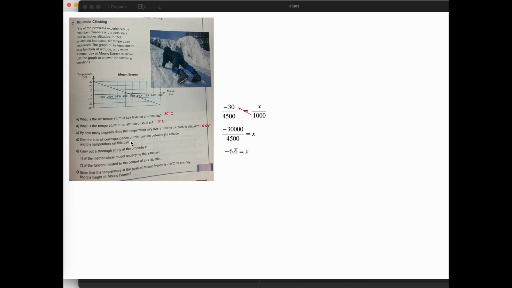D, give the rule of correspondence of this function between the altitude and the temperature on this day. This is a straight line. We know the b value, the initial value, is 30 degrees. We don't know the slope. We need to find the slope. This is kind of the slope.